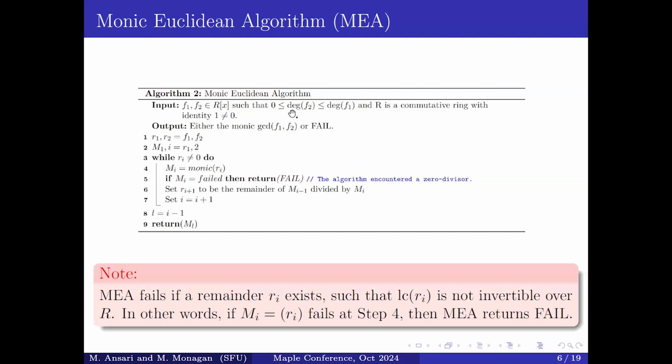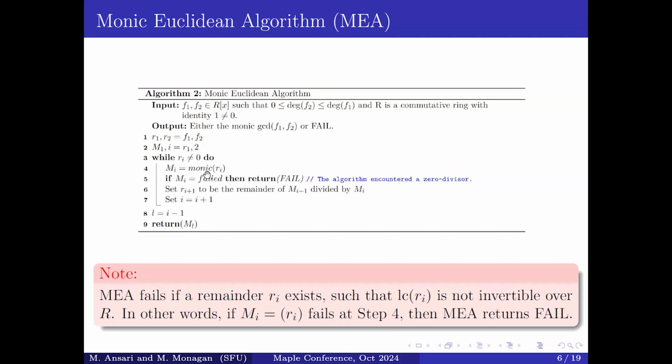Here is the monic Euclidean algorithm, which returns either the monic GCD of f1 and f2 or fail. This monic Euclidean algorithm is run over a commutative ring. And as you can see, in the fourth step, we make the remainders monic. So if the leading coefficient of one of the remainders is not invertible over R, then this algorithm will fail.